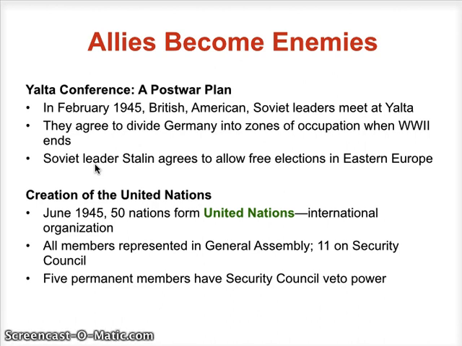It is an international organization. And all members have representation in what we call the General Assembly. Now there are 5 permanent members who have the power to veto. And these 5 are China, Russia, the US, UK, and France. So these 5 have sort of veto power in the UN.